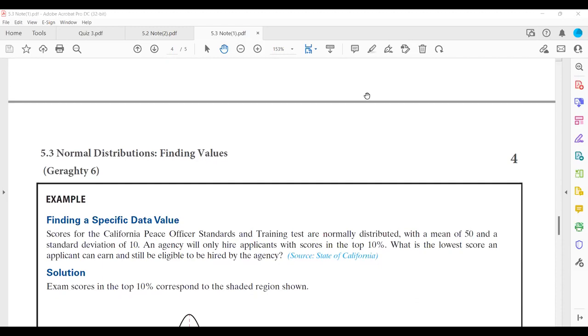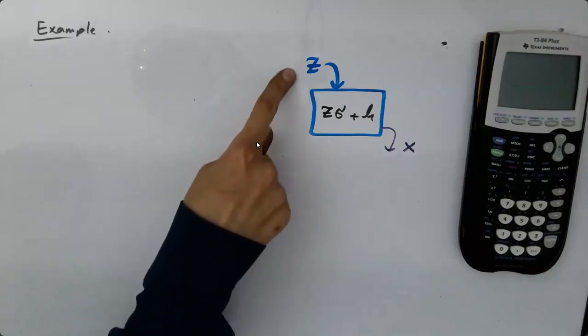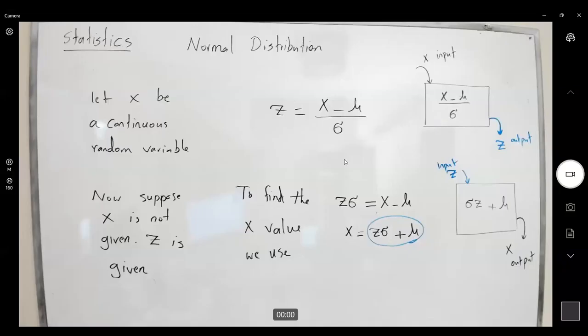If we go back to the board, if we take a look at our board, it says, hey, if you have your z, you can find your x value. Again, if you look at the larger board, if you have your z, then you can find your x value. You can enter your z to this formula, sigma times z plus mu, and find your x value. But here we don't have the value for z.